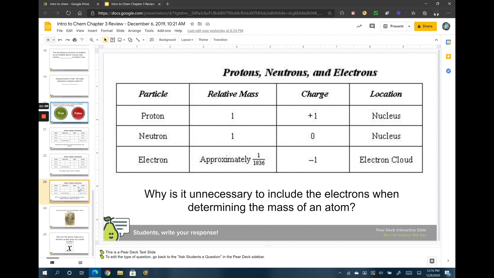Why is it unnecessary to include the electrons when determining the mass of an atom? So if we look at mass, a proton is 1, a neutron is 1, an electron is only 1/1836th. So the electron is just negligible. It's insignificant when you're talking about mass.